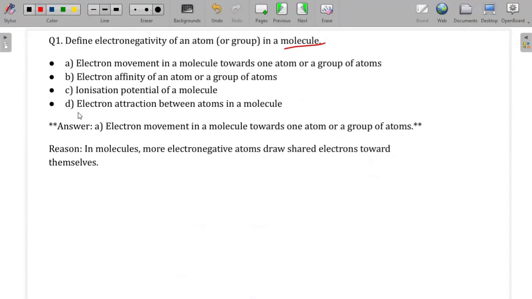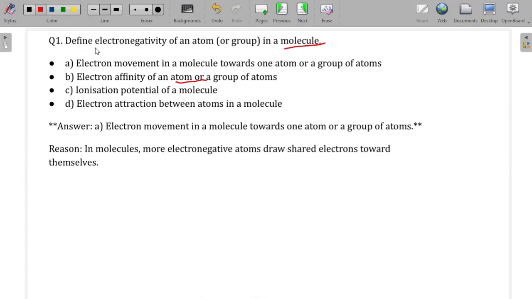And they've given us options here. A, electron movement in a molecule towards one atom or groups of atoms. B, electron affinity of an atom or group of atoms. C, ionization potential of a molecule. D, electron attraction between atoms in a molecule. So which one is the best answer there?